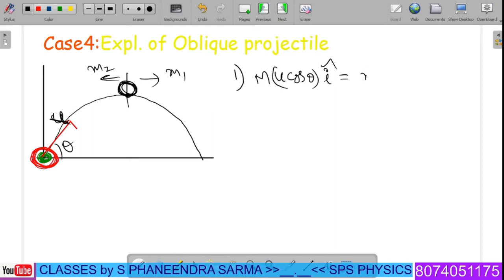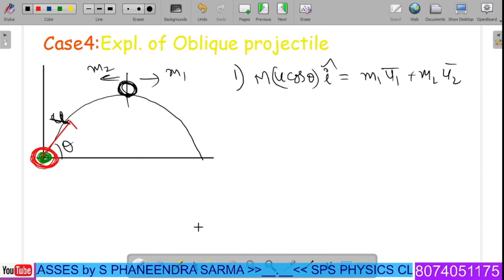After explosion, M1 contains U1 bar, M2 contains U2 bar. So this is the way to apply the law of conservation of linear momentum. Now in the given case, if you consider carefully, one by one, let us see the application.